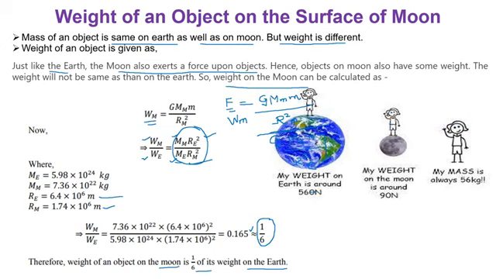Then mass is always 56 kg, right? Mass is always 56 kg. So the weight on the Earth is 560 Newton, and the weight on the Moon is around 90 Newton. Why? Because 560 divided by 6 comes to around 90 Newton, okay? And the mass is 56 kg. So this is what is happening. There is no change in mass, but there will be a change in weight.